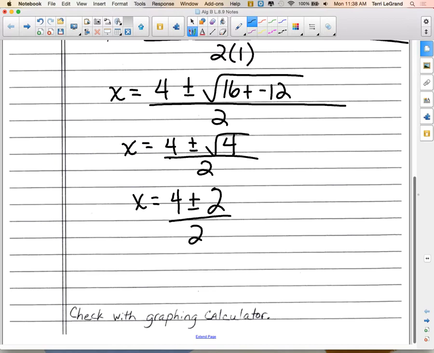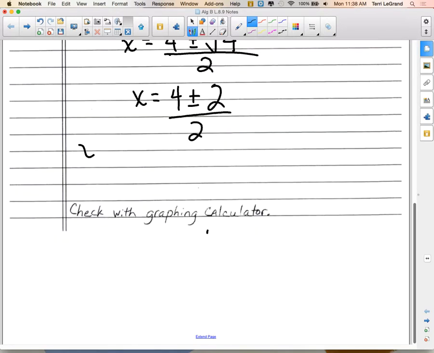Now, remember, this is really no different than when we were solving by using the square root method. And we had maybe something like x plus 3 equal to a positive and a -5. Remember I told you to break it into 2 problems. Don't just assume that you can get one answer and the other one will be the opposite. Same goes here. We're going to write this as x equals 4 plus 2 over 2, and x equals 4 minus 2 over 2.